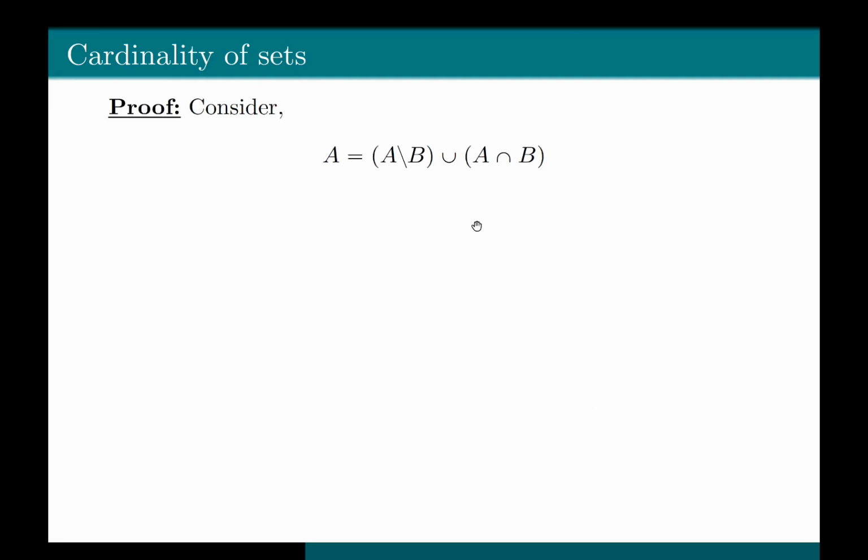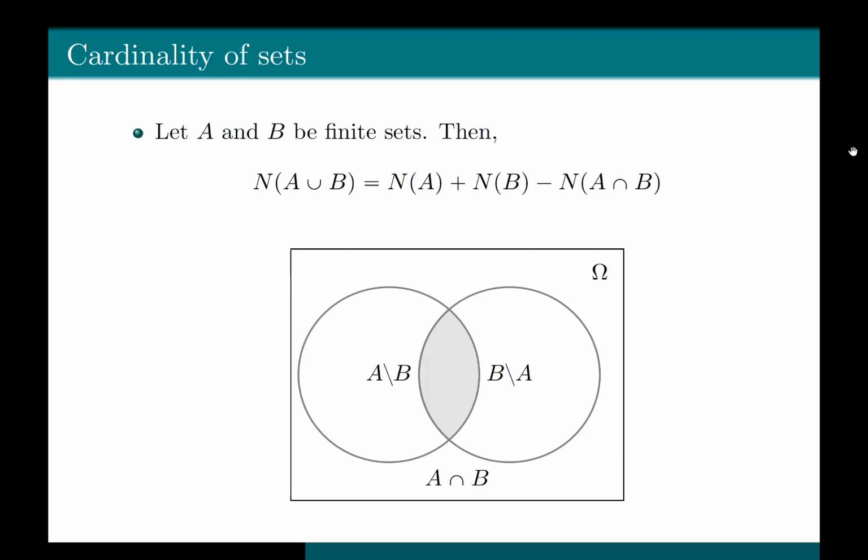Okay, let's consider the set A first. A can be written as A minus B union A intersection B. Let's have a look at the Venn diagram and see how we can write A as the union of these 2 sets. Let's have a look at the set A, which is the first circle.